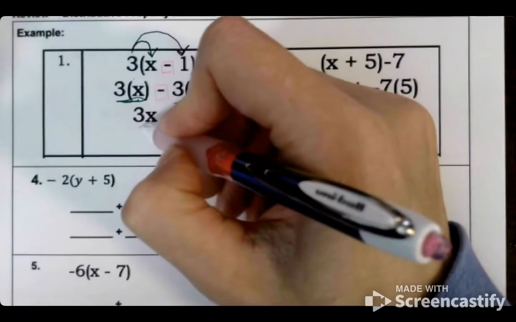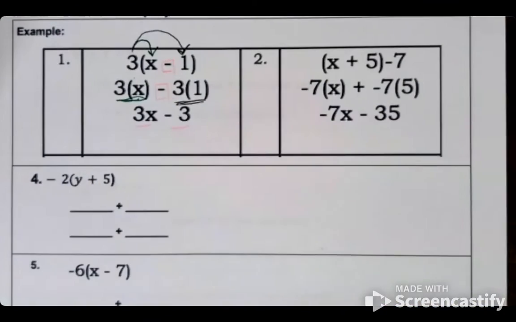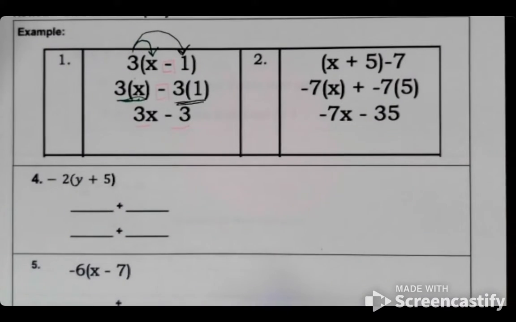And then this gives you 3x. This gives you -3. And those two cannot be put together, right? Those aren't in the same tree. So it would just stay 2 separate terms.